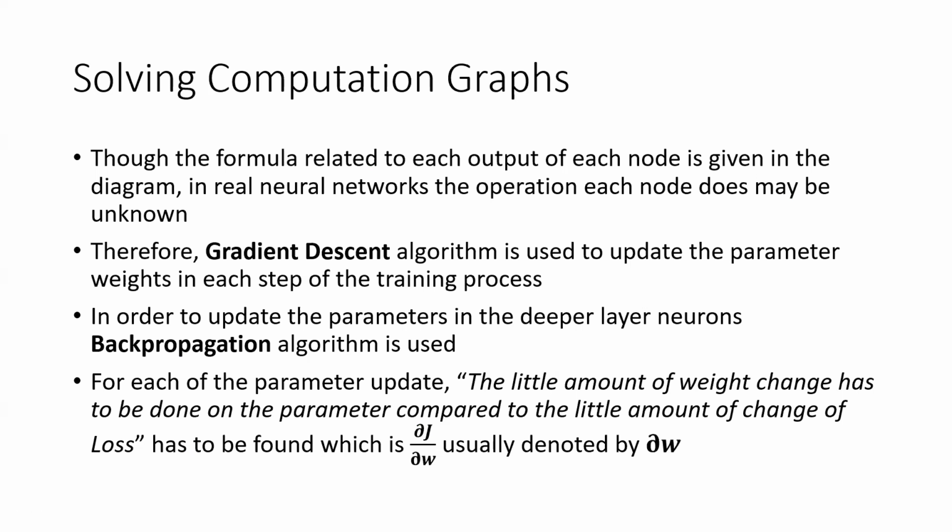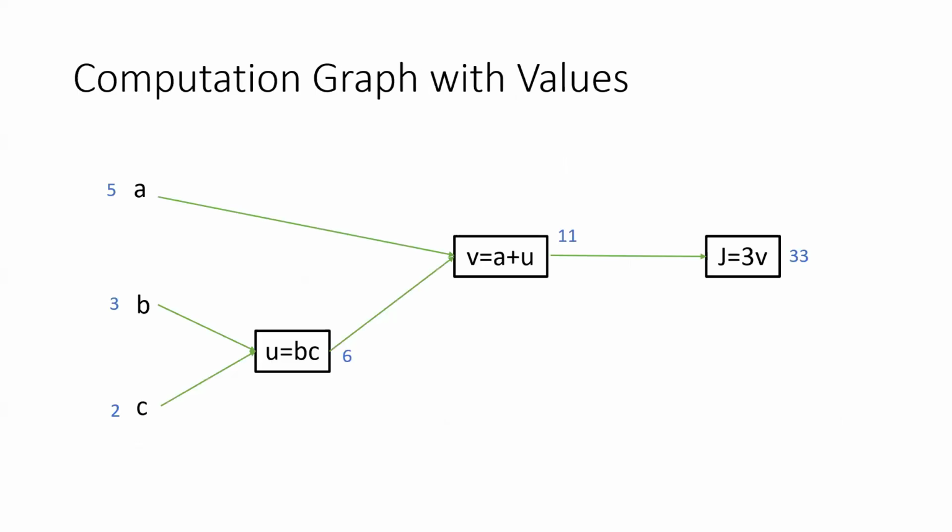But the problem is that when it comes to a real neural network, we don't know the relationship in each of these steps, right? You don't know whether this v is equal to a plus u, or whether this u is equal to b times c, and this j is equal to 3v. We don't know, right? If we knew it, we could simply calculate it.